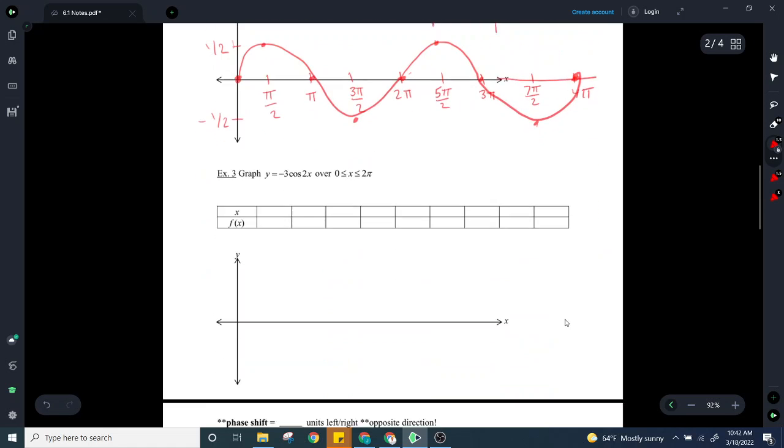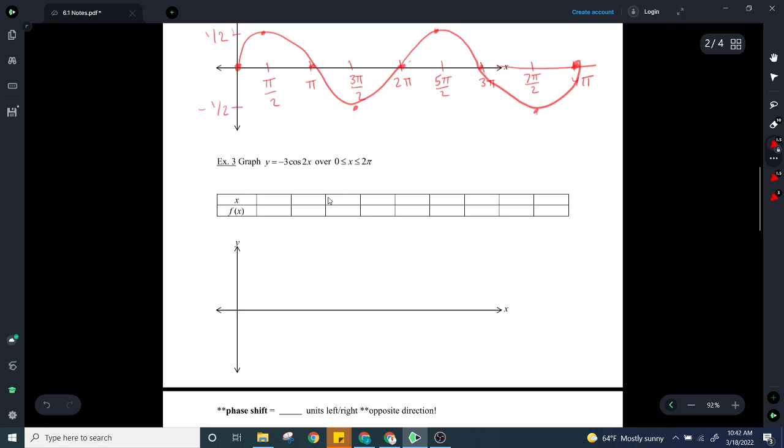Okay, let's try the next one. We're looking at the cosine curve. They want us to graph from 0 to 2 pi. Let's go ahead and figure out the amplitude and the period before we get too involved. So the amplitude, well, the A value, let's just write that down. So the A value is -3. The B value is 2.